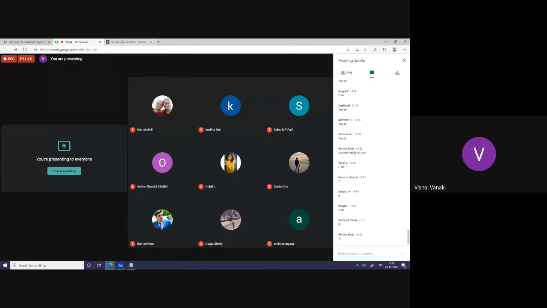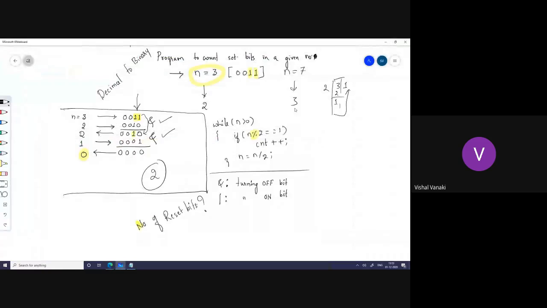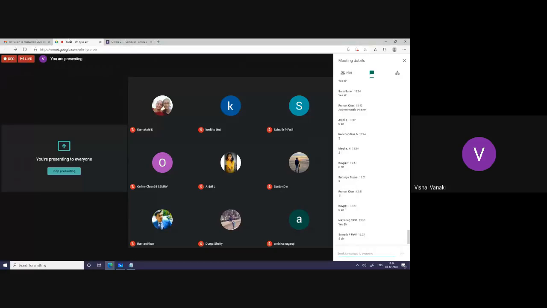No reply. What happened to everyone? If you want to take a screenshot of the logic, you can take it, no problem. So both the logics are there, using modulus operator and using bitwise AND operator, right? You need to perform a bitwise AND operation with its previous number. Are we done with this? Can we move on? Cool. Yes, sir. Thank you.